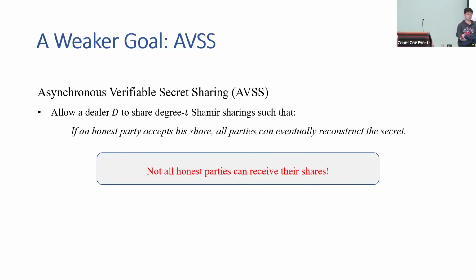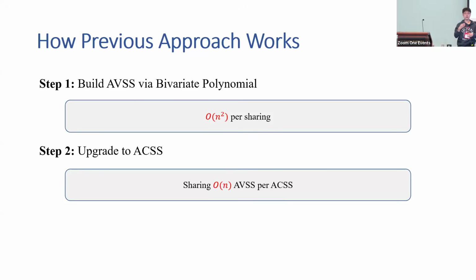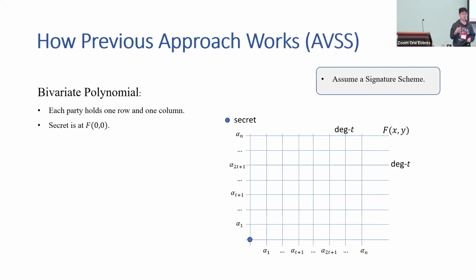Before I talk about the detailed construction of ACSS, I want to first introduce a weaker notion called asynchronous verifiable secret sharing, or AVSS for short. Different from ACSS, AVSS only requires that when an honest party accepts his shares, all parties can eventually reconstruct the secret. So it's okay that for AVSS, we do not require all parties to get their shares. The previous work showed how to construct the AVSS protocol with quadratic communication, and then they upgrade to ACSS by only invoking an instance of AVSS. So let's first see how to construct the AVSS protocol.